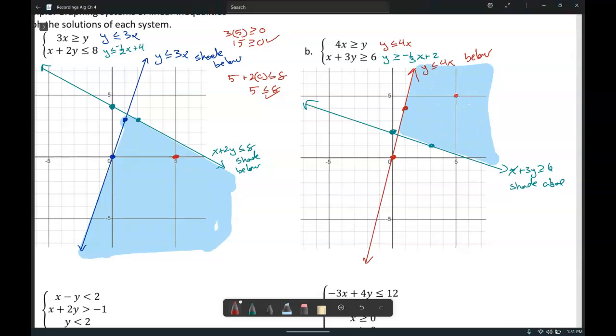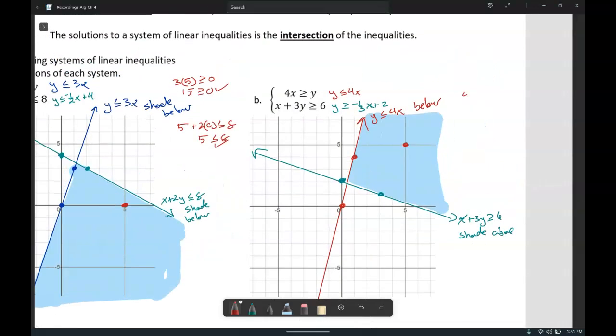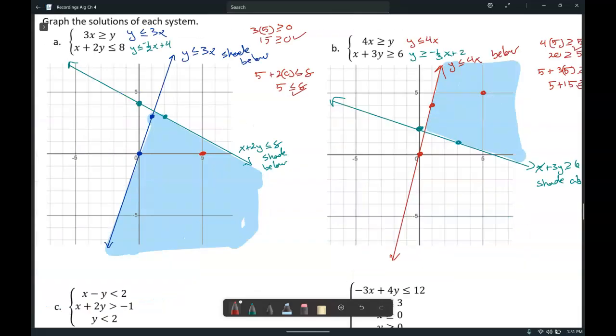We could check our answer by verifying a point in our solution. We could see that 4 times 5 is greater than 5. And we could see that 5 plus 3 times 5 is also greater than 6. So we know that our solution is probably correct.